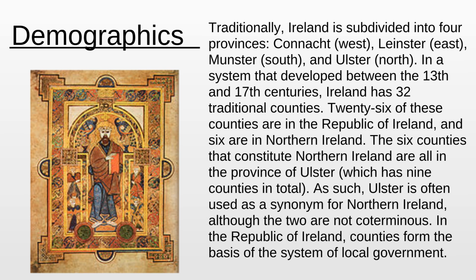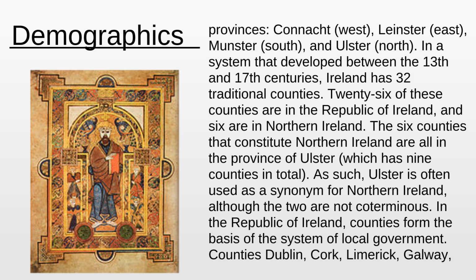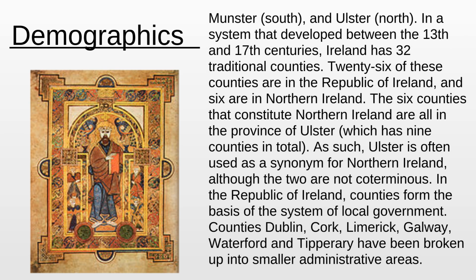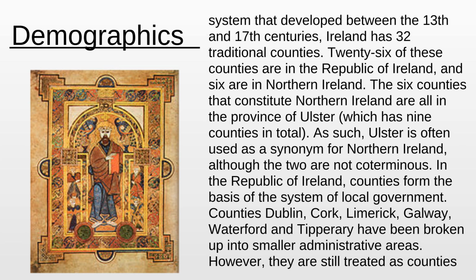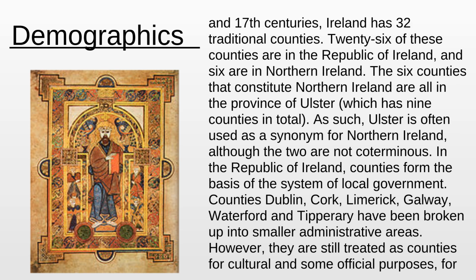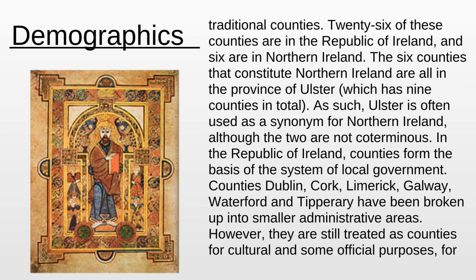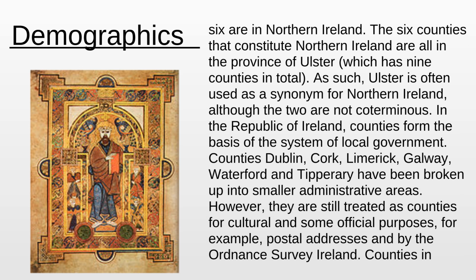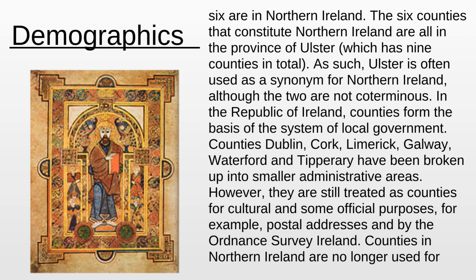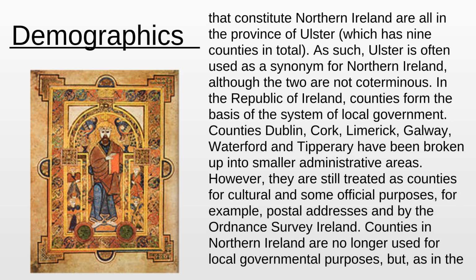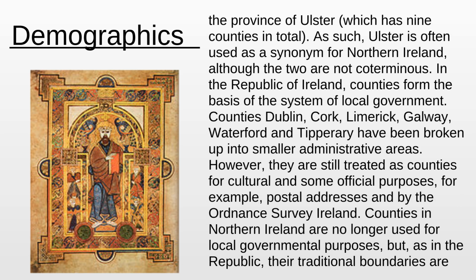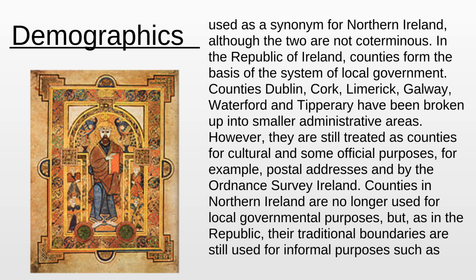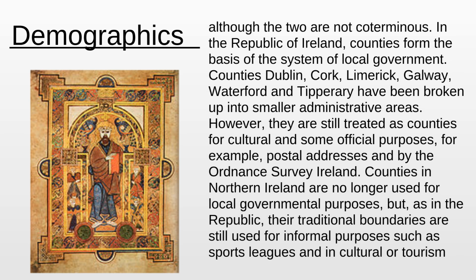Traditionally, Ireland is subdivided into 4 provinces: Connaught, West; Leinster, East; Munster, South; and Ulster, North. In a system that developed between the 13th and 17th centuries, Ireland has 32 traditional counties. 26 of these counties are in the Republic of Ireland, and 6 are in Northern Ireland. The 6 counties that constitute Northern Ireland are all in the province of Ulster, which has 9 counties in total. As such, Ulster is often used as a synonym for Northern Ireland, although the two are not coterminous.